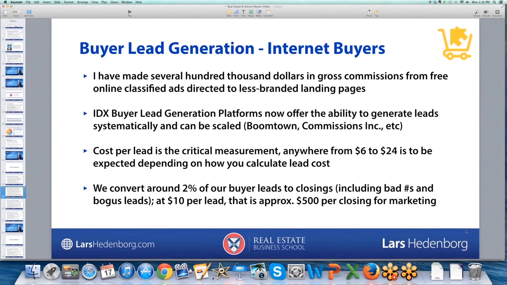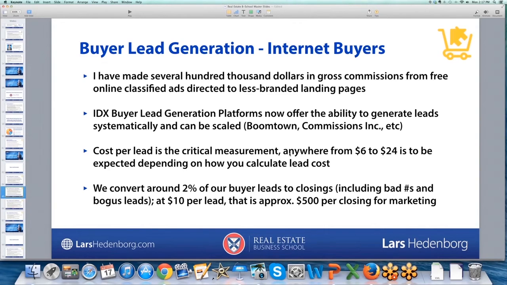So let's talk about internet buyers. I started my career using online classified ads. I used Craigslist, and I sent those leads to low-branded landing pages. I didn't even have a Boomtown site. That's the essence of what these sites do now. I believe in as low-branded sites as you can possibly get. The whole point is that you have to have something exciting enough for a buyer to give you their information and give you a viable lead.